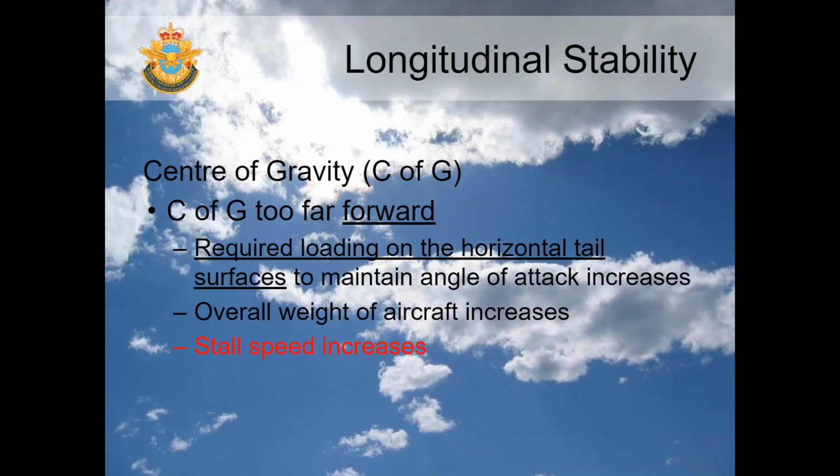So how does having a too far forward center of gravity affect the aircraft? It can require loading on the horizontal tail surfaces to maintain the angle of attack as it increases. It also increases the overall weight of the aircraft, and the stall speed will increase, making it easier for the aircraft to stall.